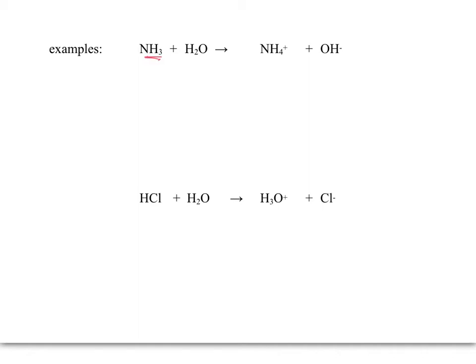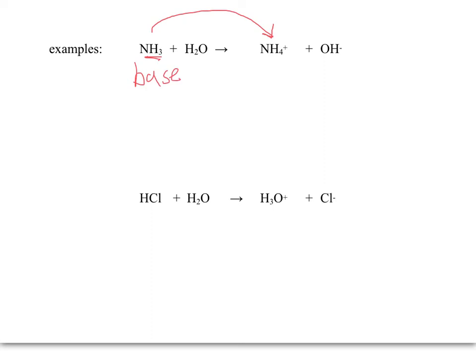So if I choose this ammonia, I can see on the product side it turns into NH4 plus. So it goes from 3 hydrogens to 4 hydrogens. So that means that it has accepted an H plus hydrogen ion or proton. That makes ammonia the base.